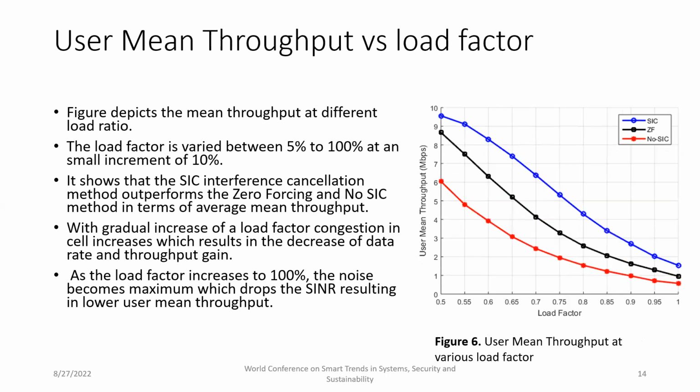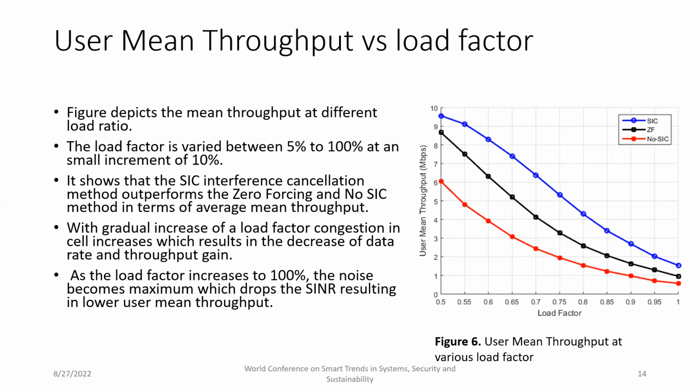And then this graph shows the user mean throughput versus load factor. The load factor is varied from 0.5 to 1, and the load factor here is varied between 5% to 100% at a small increment of 10%. So in this graph, we see that SIC outperforms the other two techniques in terms of average mean throughput.